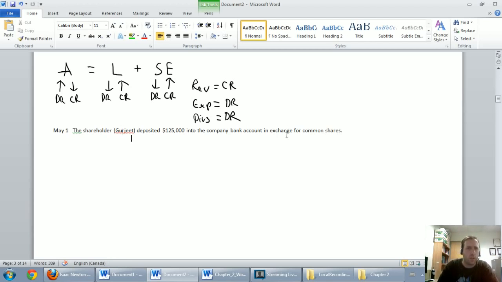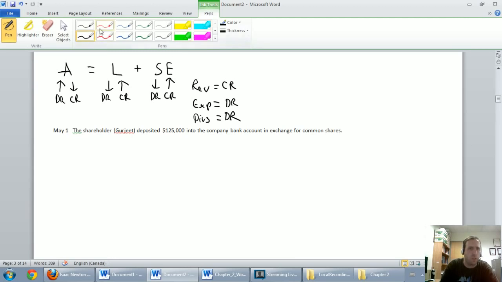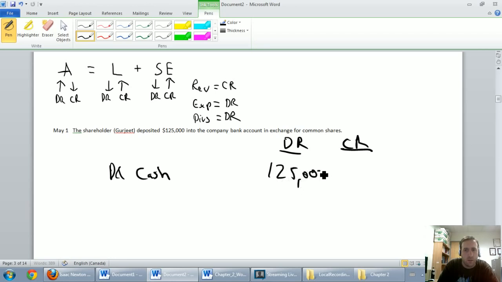So looking over, our asset, cash, went up. I'm going to have to debit cash. Why don't I do that now? I'm going to debit cash. I know my writing's a little bit bad. That's DR. And again, just at the top of your page, we want a debit and a credit with some underlines. So we're going to debit cash. She deposits 125 grand into the company's bank account. Debit cash for $125,000. Okay, well, that's, you know, reasonable.